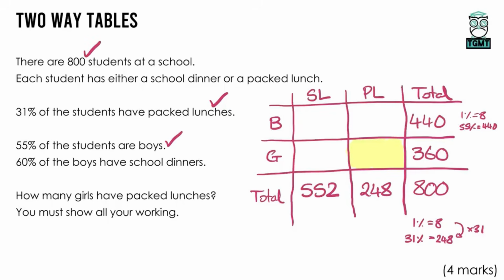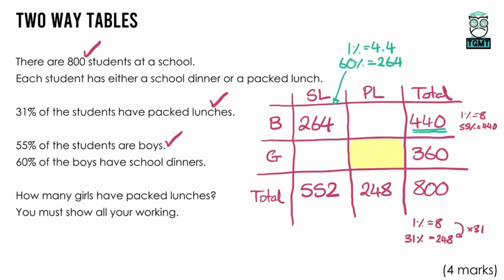So for the boys, 60% of the boys. You've got to be careful here because it's no longer out of 800, there are 440 boys. So for this box here, we're going to have to be extra careful. There are 440 boys, so 1%, dividing that by 100, would be 4.4, and 60% of them have the school dinner. So 4.4 times 60 gives us 264. So there we go, 264 go into this box.